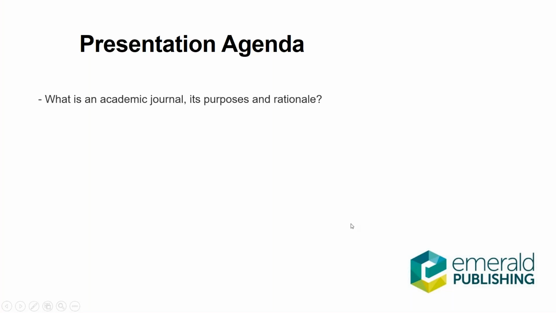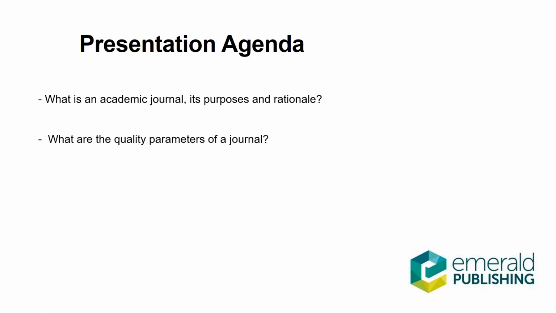The agenda for today's presentation: I'll be talking about defining an academic journal. I know it is very basic, but sometimes it is very important for us to know what a journal is meant for, what the purpose of a journal is, what the rationale of a journal is, why to have an academic journal. For example, we have magazines, we have blogs, we have social sharing platforms. Then still, why do we need an academic journal? So I'm going to talk about its rationale and its purposes.